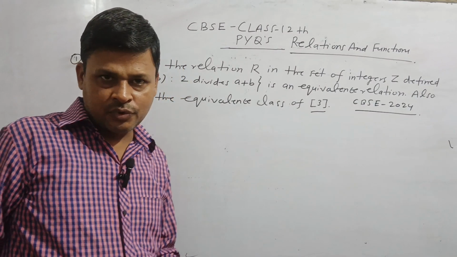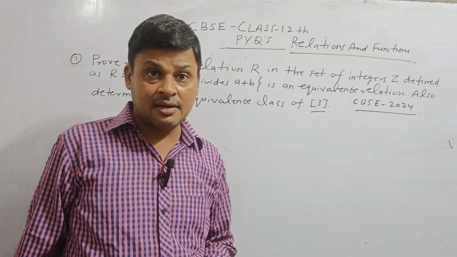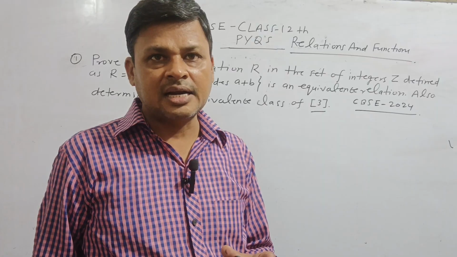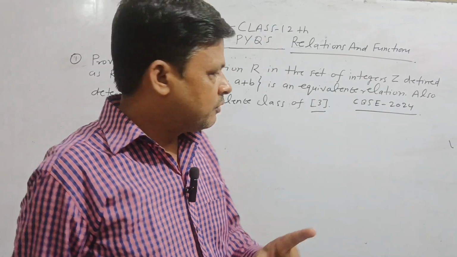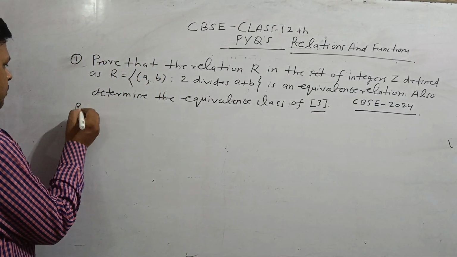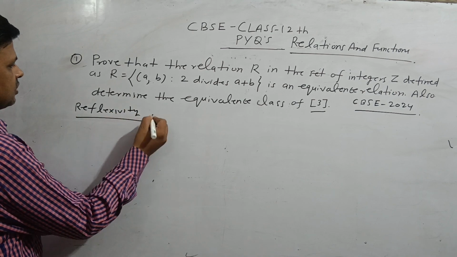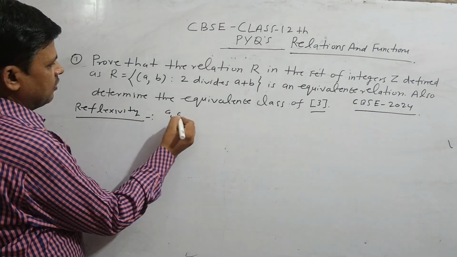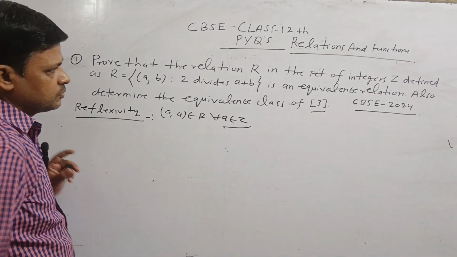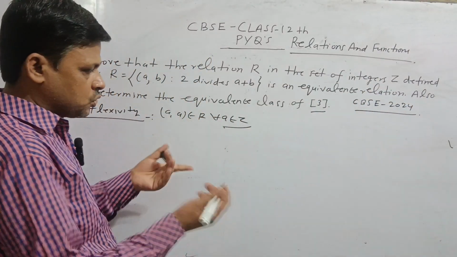So what we have to prove is that it is an equivalence relation. You must be aware that if the relation is reflexive, symmetric, and transitive, then that relation is called an equivalence relation. So first we will check for the reflexivity of the relation, whether this relation is reflexive. If we are able to prove that (a, a) belongs to R for all a belongs to the set of integers, because this relation has been defined on the set Z of integers. So whether this is true, let us check.